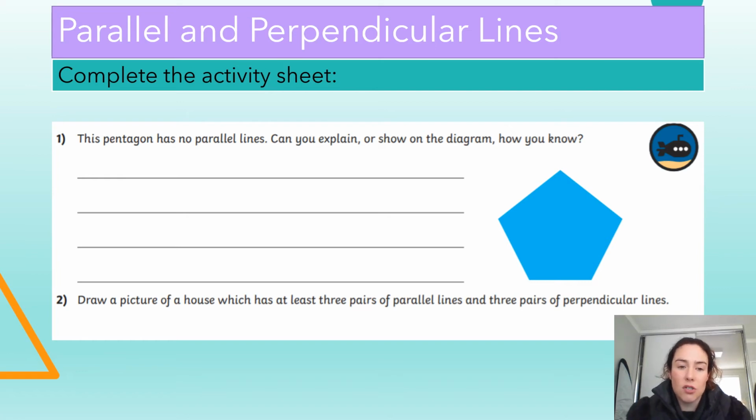The next question says, draw a picture of a house which has at least 3 pairs of parallel lines and 3 pairs of perpendicular lines. Make sure that when you draw your house, you use the arrow symbols and the little square right angle symbol to identify your 3 pairs of parallel lines and 3 pairs of perpendicular lines. I look forward to seeing your picture.